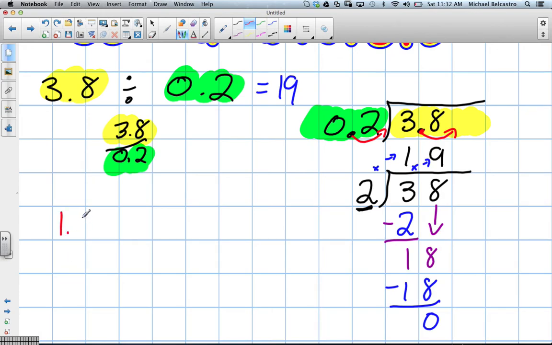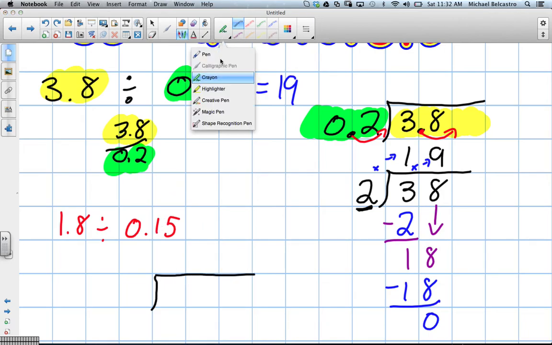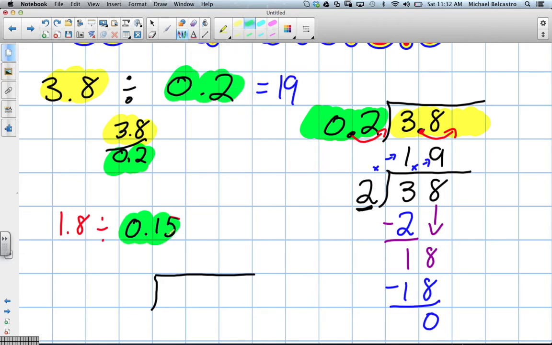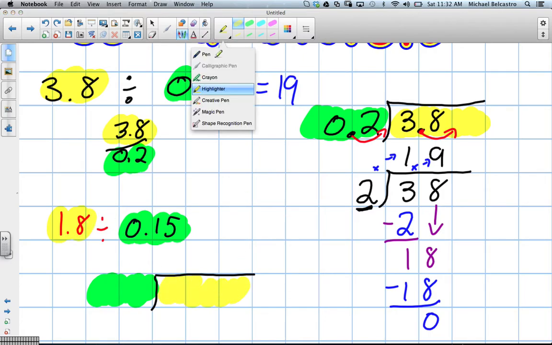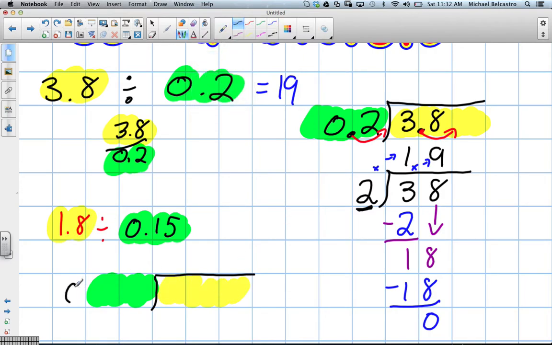So they have 1.8 divided by 0.15. Actually, this is a great question to do. Okay, first of all, how are we going to set this up? 0.15 is going to be on the outside, and 1.8 is going to be on the inside. Great. So 0.15 goes outside, and 1.8 goes inside. Good. So I have 0.15, and we have 1.8 underneath.